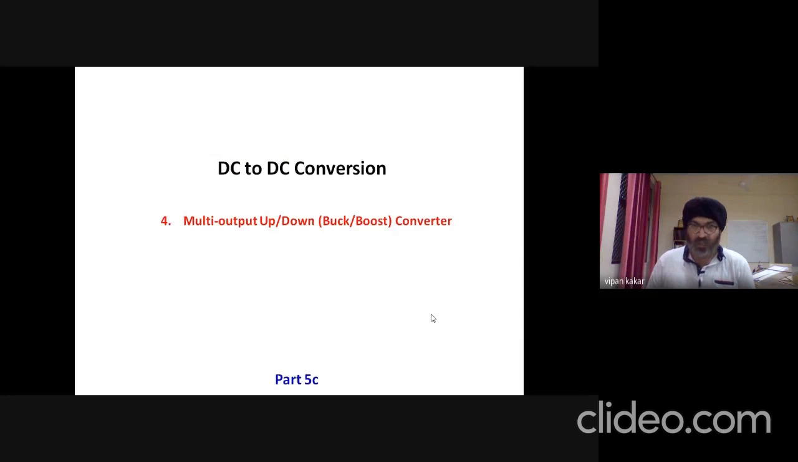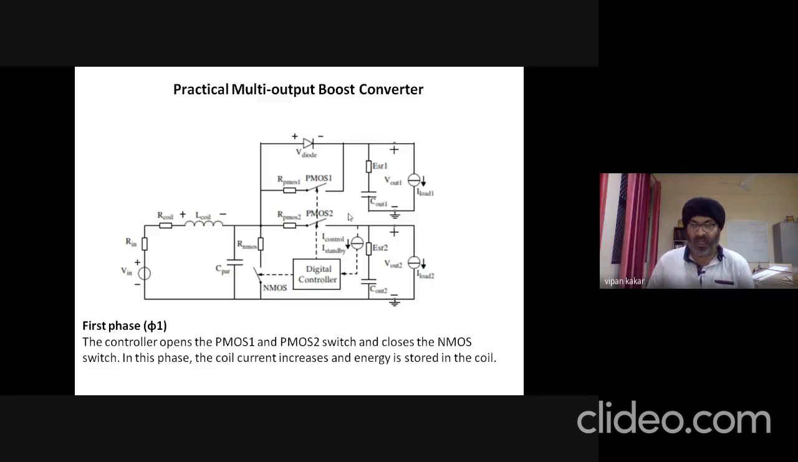Now, if you want to have multiple outputs like this, this is a practical multi-output boost converter, meaning that we have two outputs, Vout1 and Vout2, output 1 and output 2. Both are boosted forms of the input. So both outputs have step-up outputs compared to the input.